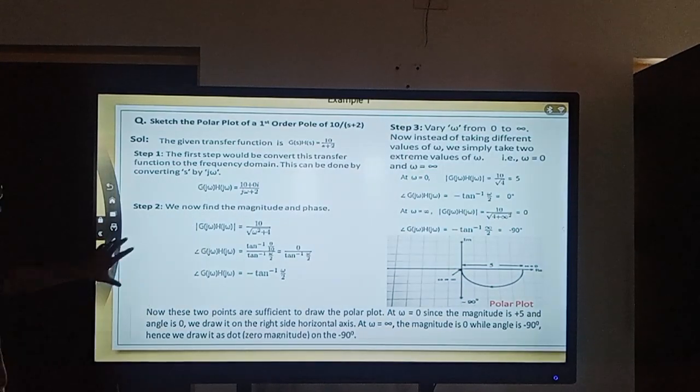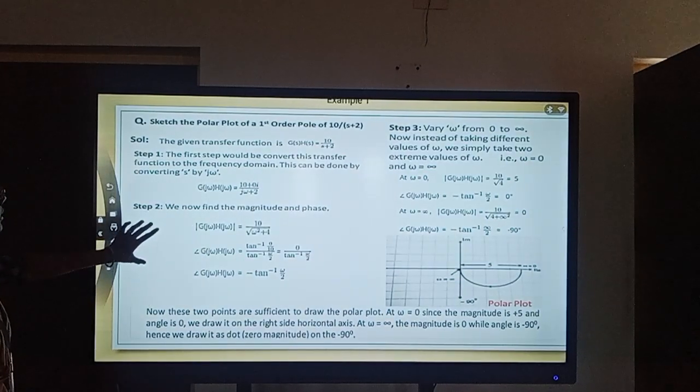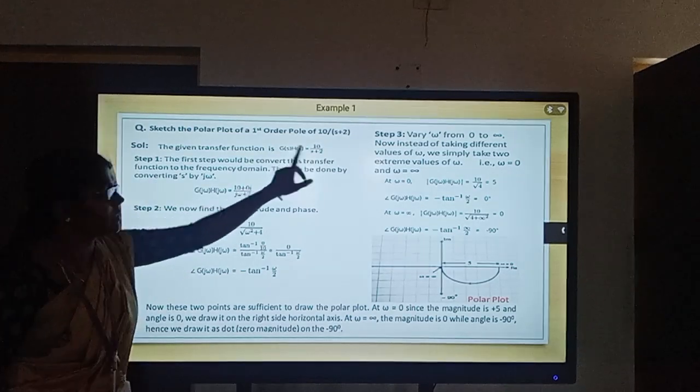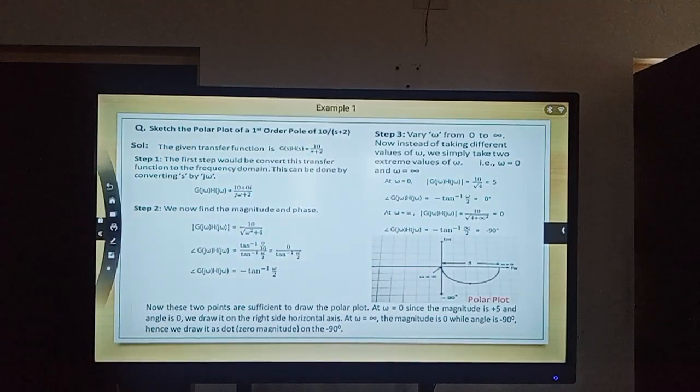So here is example one. If you consider this problem, sketch the polar plot for a given first order system. Can you say yes? It is s plus 2. S plus 2 is what order system? There is s, only one. So it is a first order system. So the given transfer function is G(s)H(s) equal to 10 by s plus 2.